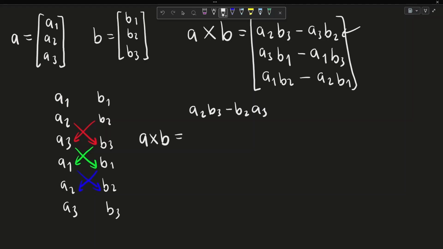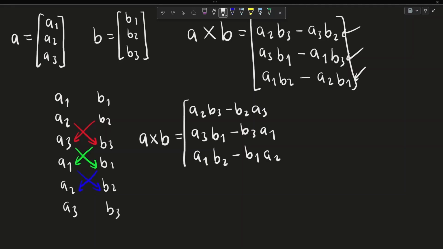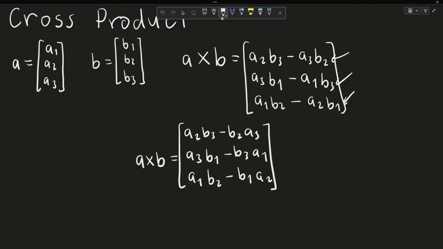And your second entry will be A3 B1 minus B3 A1, which you'll notice is the same here. And your third entry will be A1 B2 minus B1 A2, which is the same as here. And so you'll observe that this trick works in 3 dimensions as well. So let's compute an example.